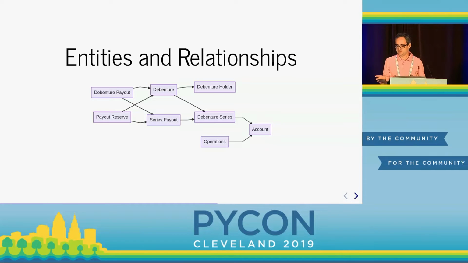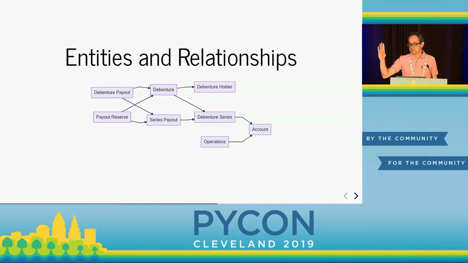So we have this kind of relationship diagram here. This kind of represents the models in our database. We have a table or a model for the debenture holder, one for the debentures it owns. So each debenture holder has one or more debentures. The arrows here indicate which record points to the ID of each other record.